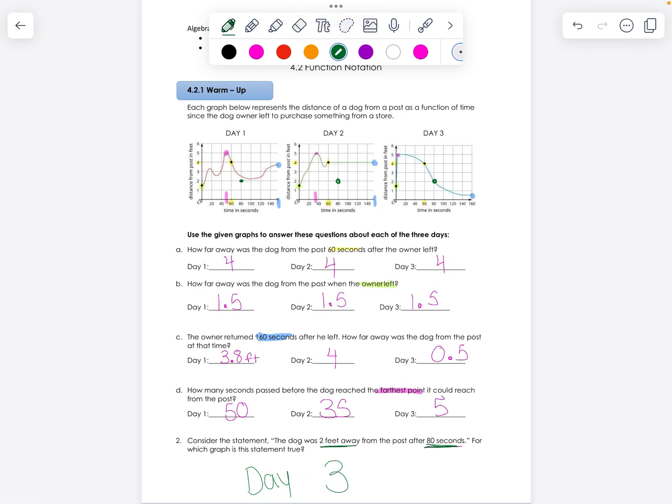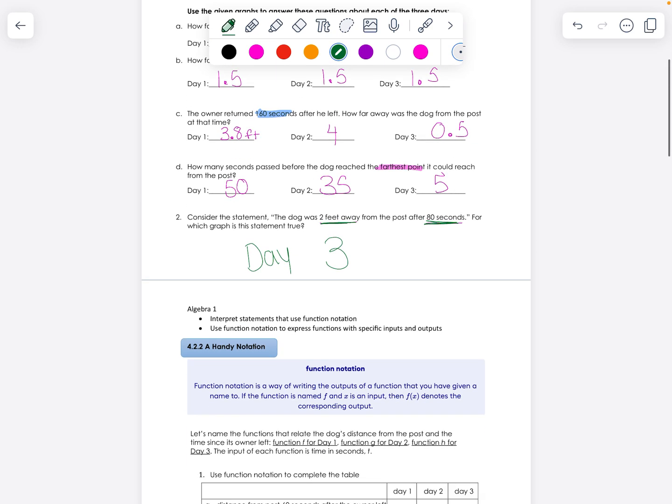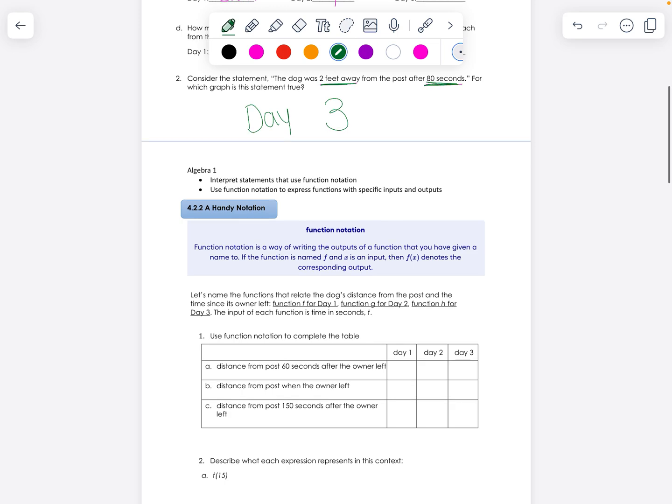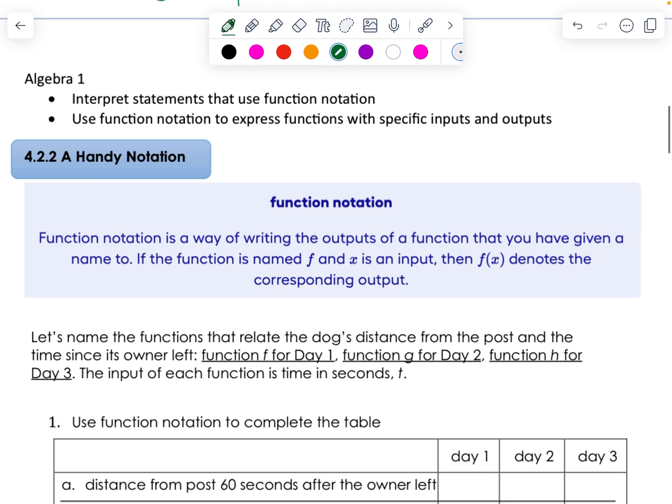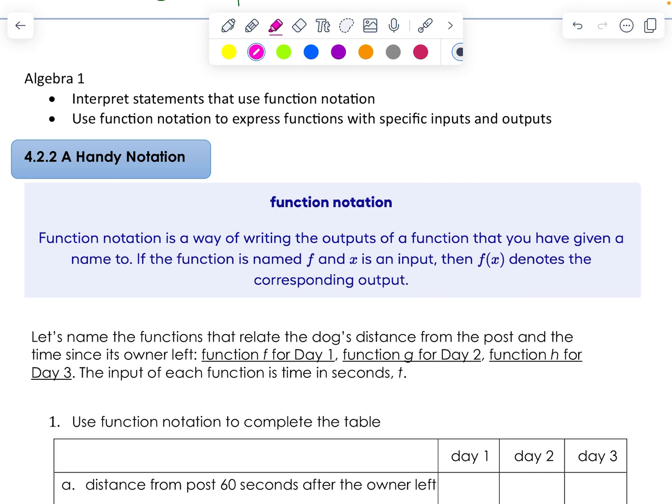Okay, so just a little warm up over interpreting graphs before we get into this new notation. So function notation is a way of writing inputs and outputs rather than using a coordinate point. We can also talk about multiple functions at one time. So we actually give the function a name, and we just call the function f, g, h. You can really use any letter that you want, okay?